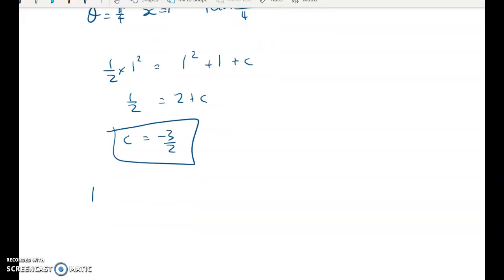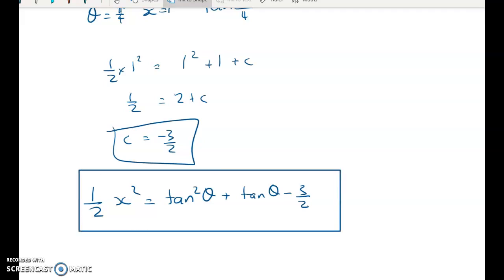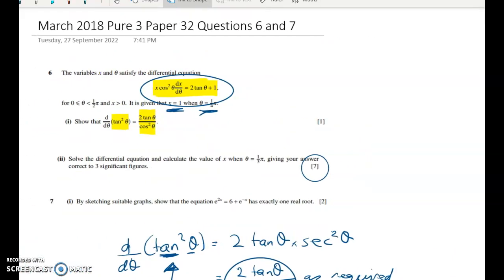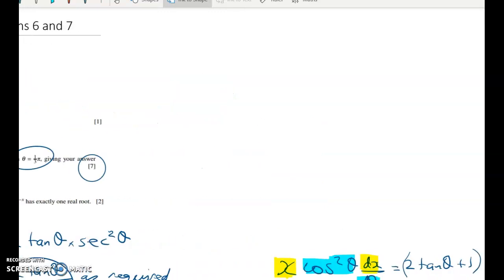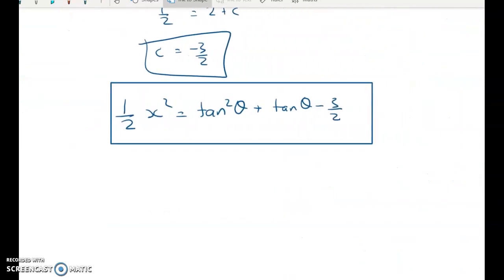Finishing off the DE, we've got 1/2 of x squared is equal to tan squared of theta plus tan theta minus 3 over 2. Okay, now what's left? We have to work out, what do we have to work out? Let's just go back to the question and have a look. Right, calculate the value of x when theta is equal to pi on 3 and give our answer to 3 significant figures. So we've done most of the hard work.